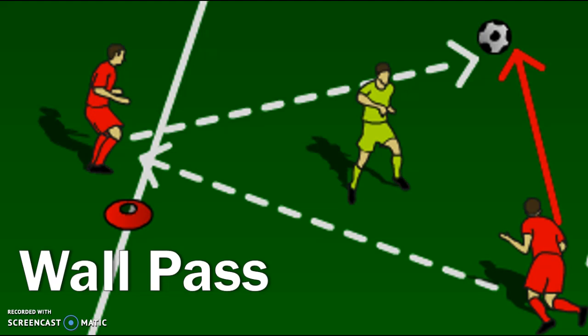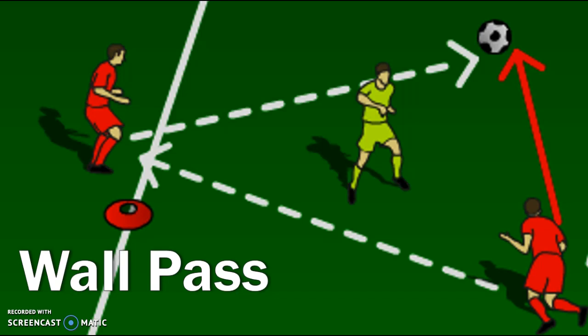It is also great for beating your opponent's offside trap, creating space for you in the midfield, and avoiding tight marking defenders. The move for this pass is pretty simple. You pass the ball to your teammate, who immediately passes the ball back to you.